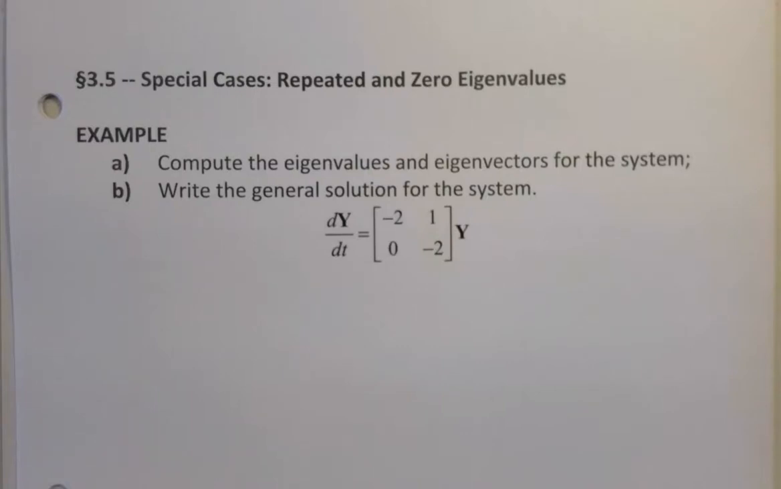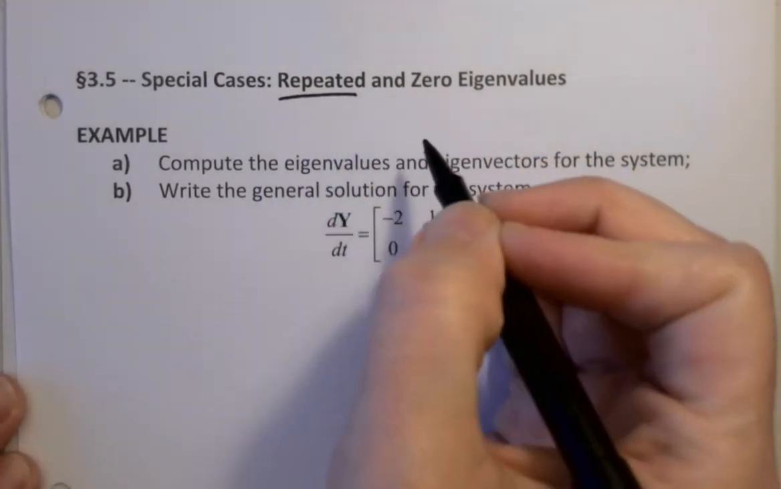So here we are for section 3.5 in chapter 3, and this time we're going to be looking at some special cases. So far we've looked at what happens when we have real eigenvalues, what happens when we have complex eigenvalues with imaginary parts, but we've kind of skipped over one of the important possibilities when the characteristic polynomial has a repeated eigenvalue. So the first thing that we're going to tackle is this idea of a repeated eigenvalue.